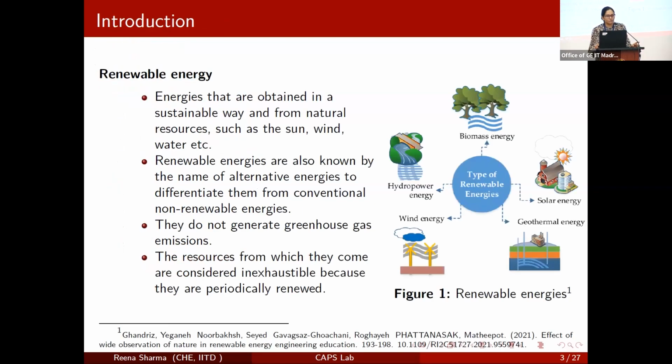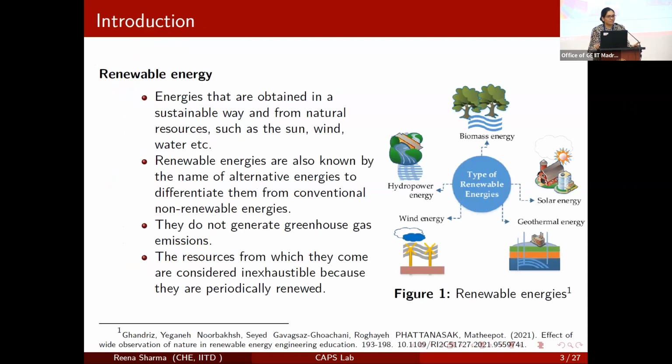So let's start with the introduction of renewable energy resources. Renewable energy is the energy that we can obtain in a sustainable way from natural resources such as sun, wind, and water. As we all know, they do not generate greenhouse gas emissions, and the resources from which they come are considered inexhaustible because they are periodically renewed.